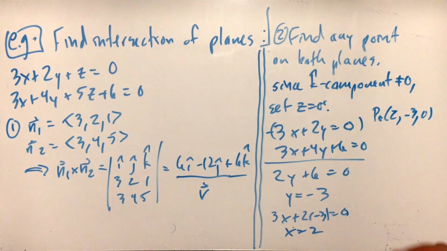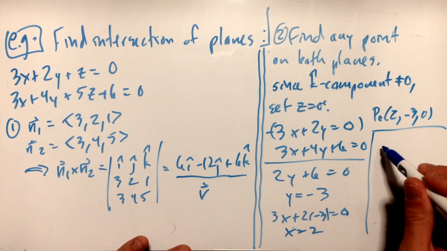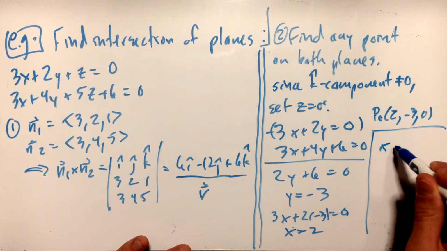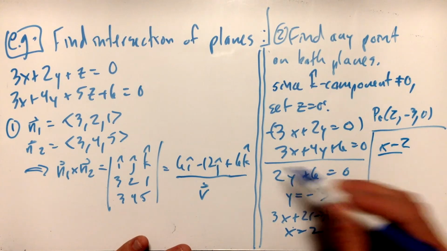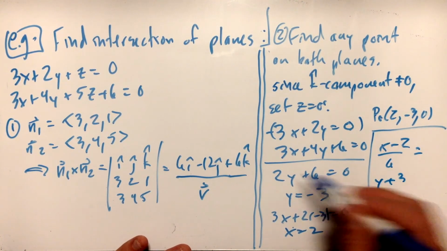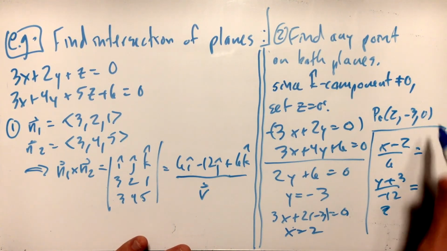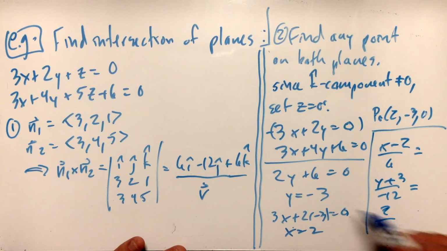And now that I have this, I can put together some symmetric equations, say. For example, I can write my answer as (x minus 2)/6 is equal to (y plus 3)/(negative 12), which is equal to (z minus 0)/6, which is just z over 6.